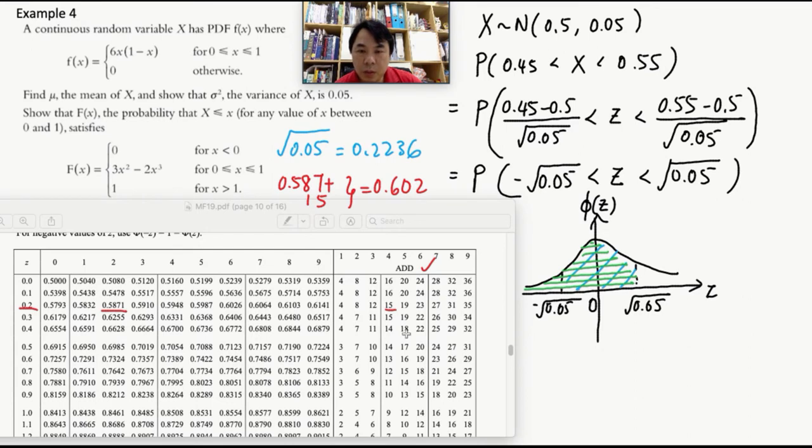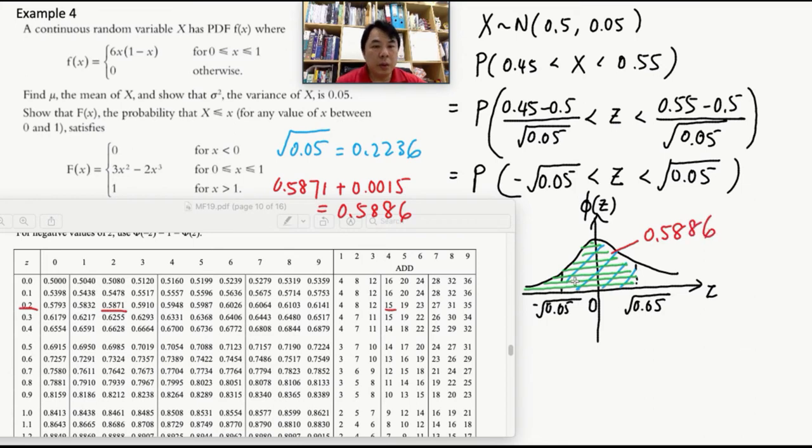Is it 0.602? Did I add it up correctly? Oh, oops, sorry. I think I missed out this section here. Let me correct that. I think the number is supposed to be this: 0.5871 plus 0.0015, and then that yields 0.5886.